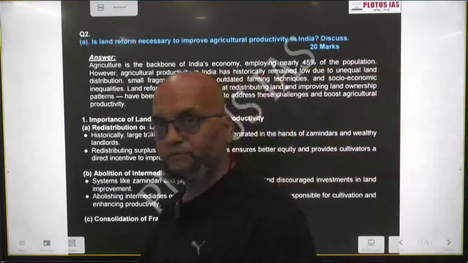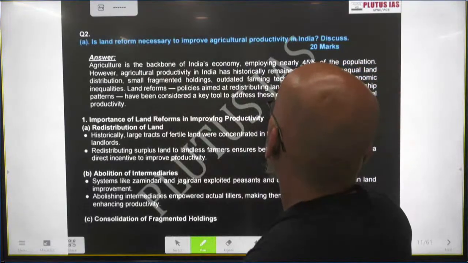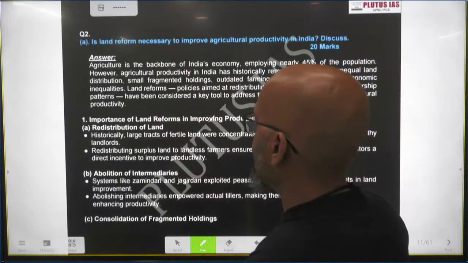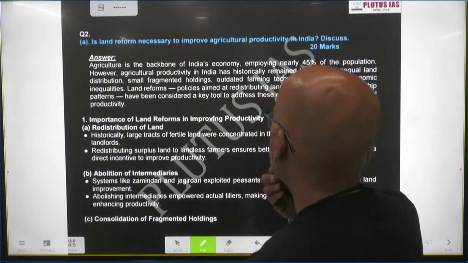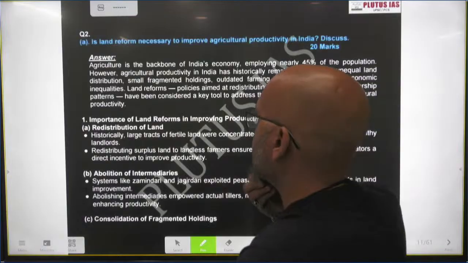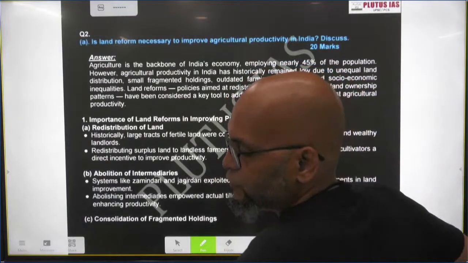Okay. Question number 2, first part. It is of 20 marks. It is saying, is land reform necessary to improve agricultural productivity in India? Discuss. So, this is the introduction.